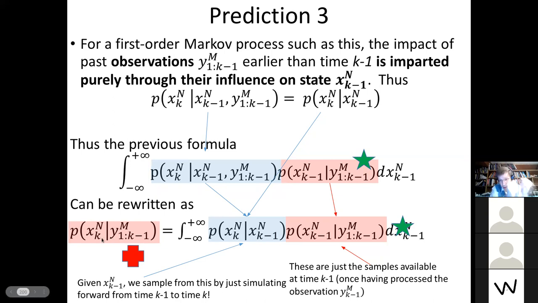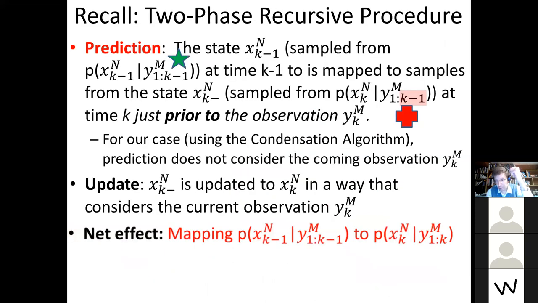This is the cusp. This is standing at the edge of greatness. We just are missing y sub k. That's all we're missing. We had everything in hand for k minus one, taking all the data up till then into account. And we've advanced ourselves all we can with the model dynamics to time k. All we're waiting for is that final observation to clinch the situation, to complete the situation, to make us whole. Okay. So that was our prediction step.